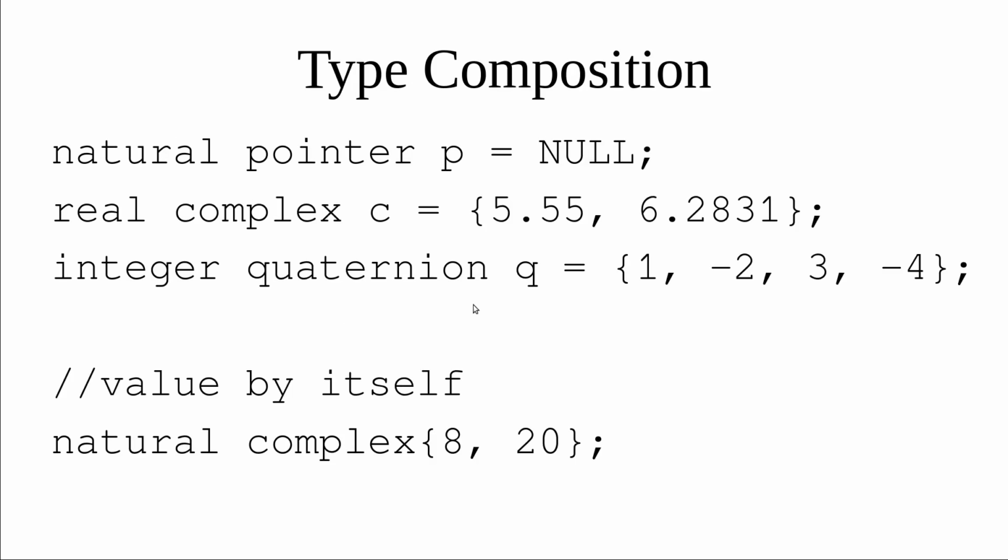Type composition, so it's basically, I have a type, so I've got this natural type. I've got another type, pointer. Now pointer technically composes dt, that root type that I was talking about before.